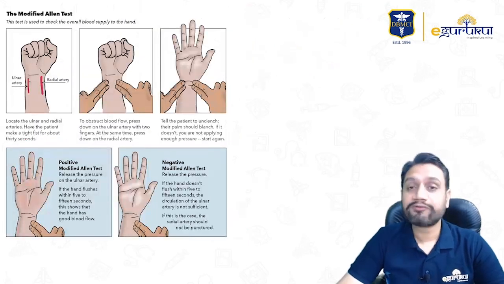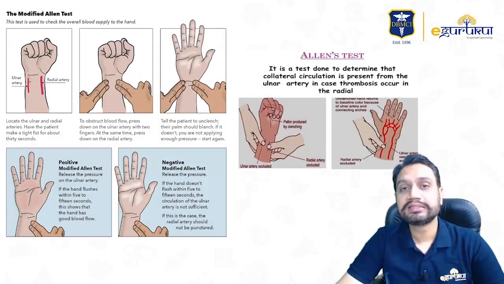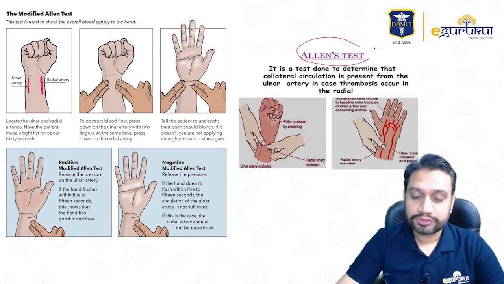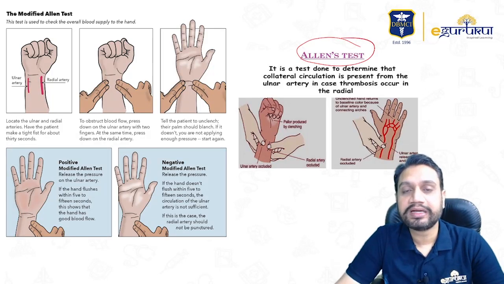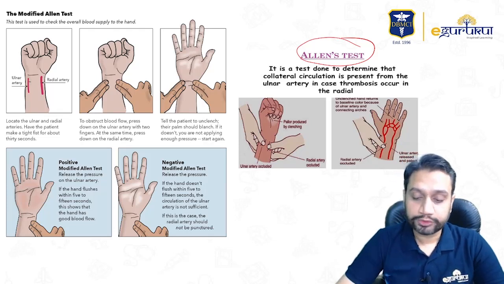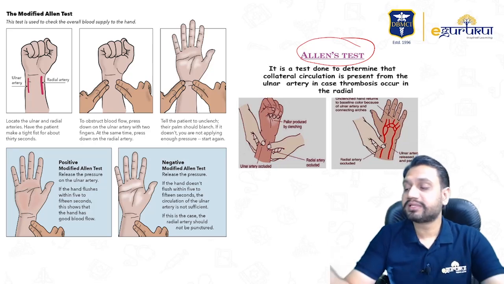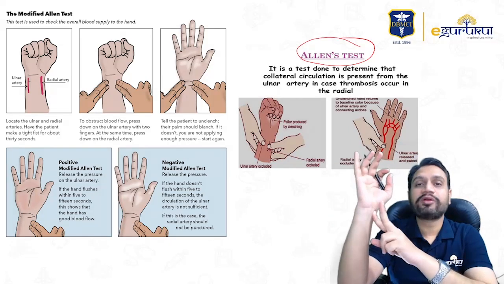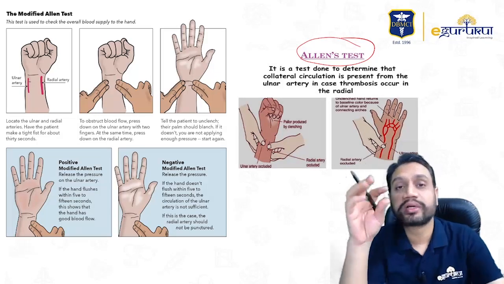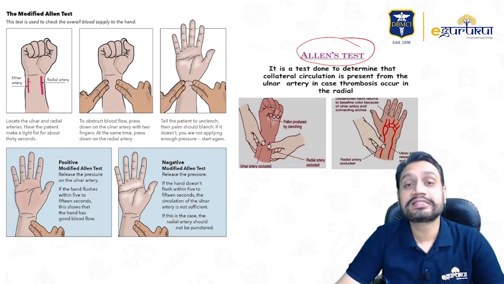Then you have another test for arterial competency, known as Allen's test. You all know that Allen's test is done for the patency of the radial artery, to check whether it is blocked or not. In the case of suspected radial artery thrombosis, you compress the ulnar and the radial arteries, and then you open them one by one to see which arterial circulation is working in your hand. That is what you call Allen's test.